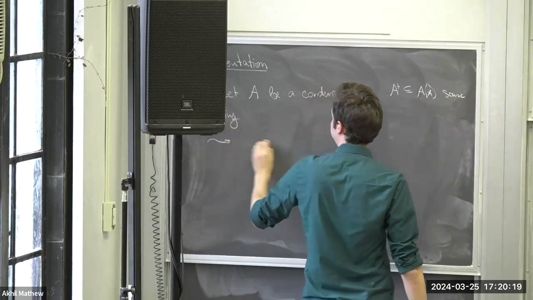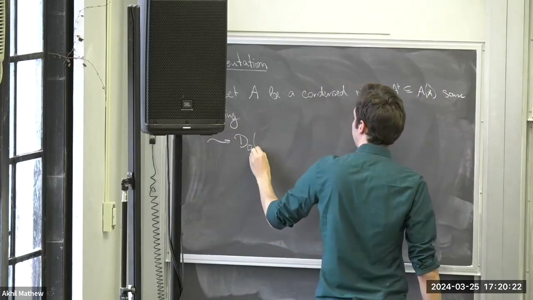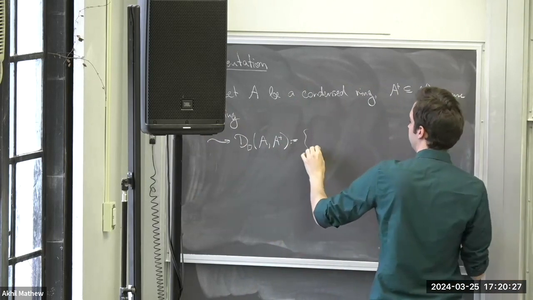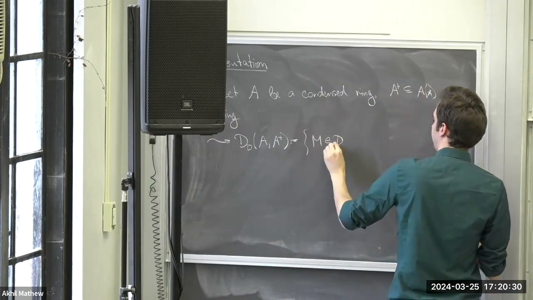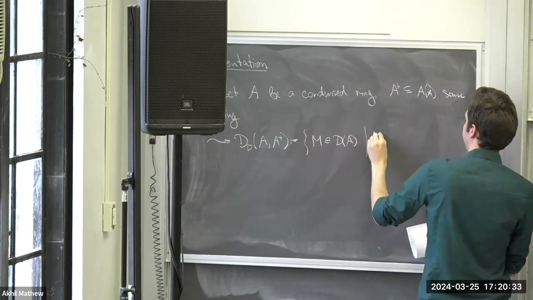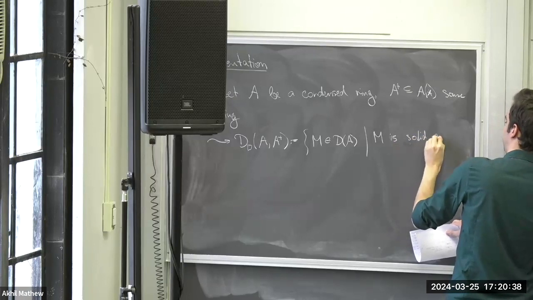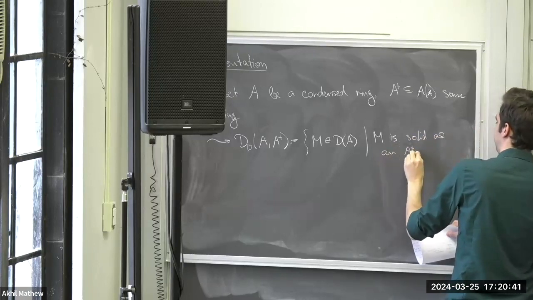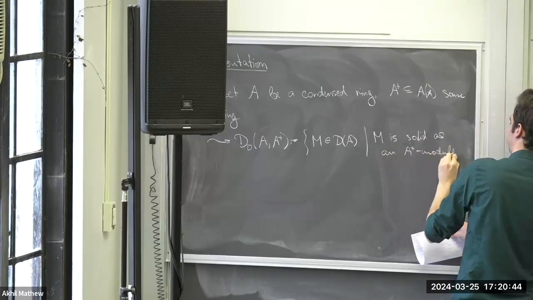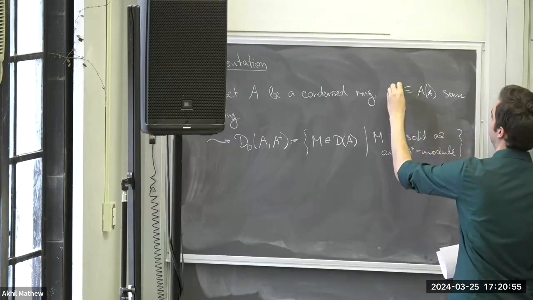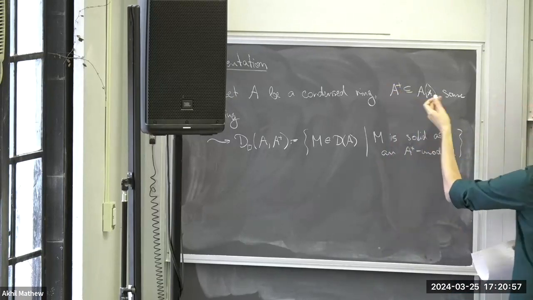Then I define D_solid(A, A^+) to be all modules M in D(A) such that M is solid as an A^+-module. So what is it that A^+ is contained in? This is just a name for the subring. You can also call it P.